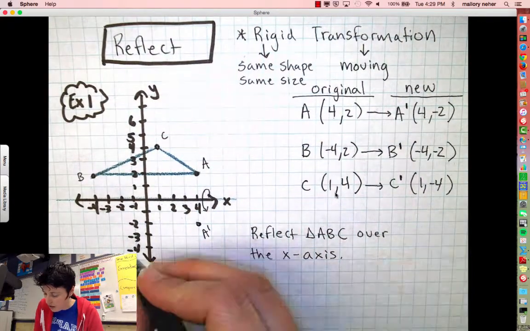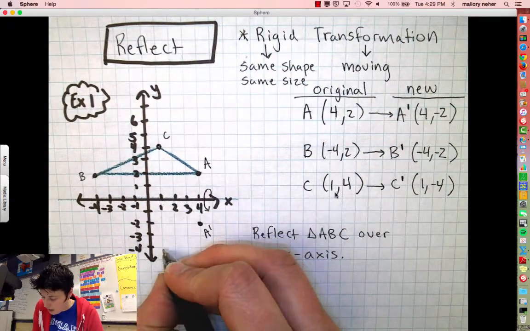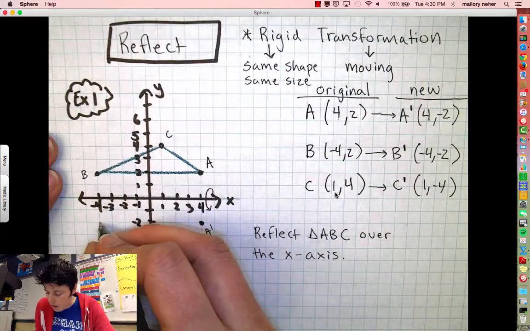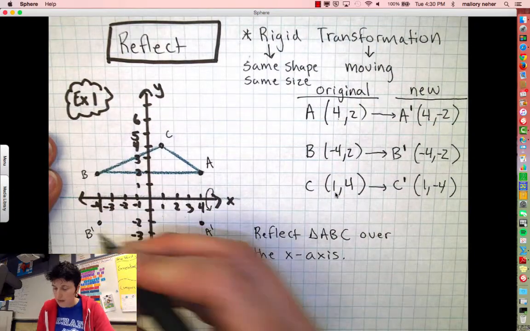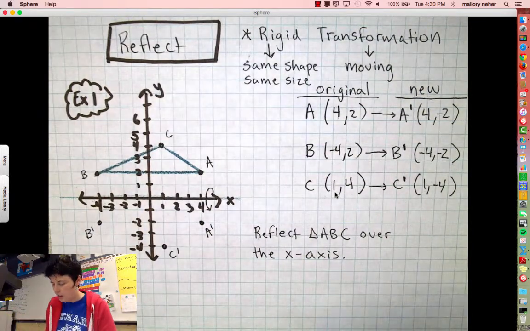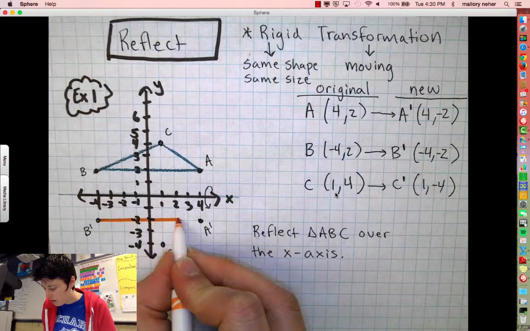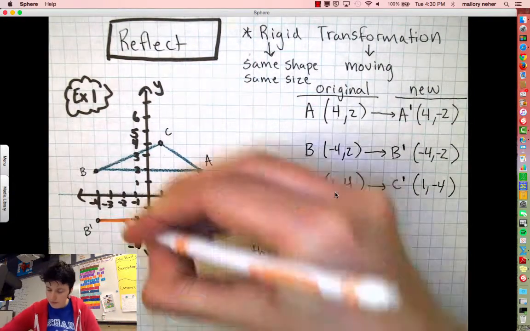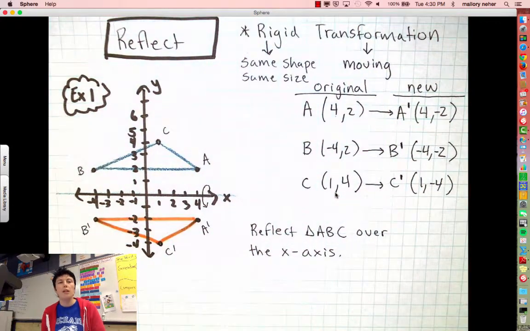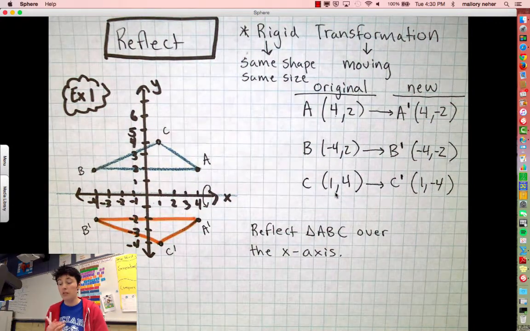And I'm going to plot these on here. There's A prime. 1, -4, there's C prime. I forgot to graph that. And -4, 2 is B prime. And so that new triangle, which I'm going to connect, I'll use a different color here. The new triangle looks like this. There's our new shape.